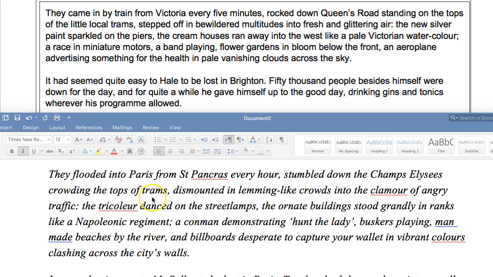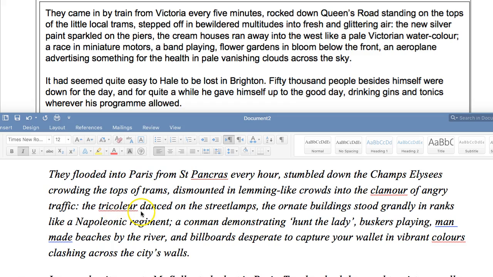Crowds are dangerous. You know, they don't think as individuals carefully. They all move in big bunches, and they're lemming-like, which lemmings are famous for jumping off cliffs, so they could be a danger to themselves. The traffic itself is angry and it's noisy with clamour. So Paris appears to be quite a dangerous place, just symbolically. And then that's contrasted with how happy it seems.